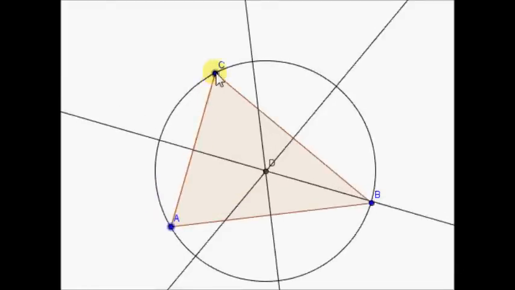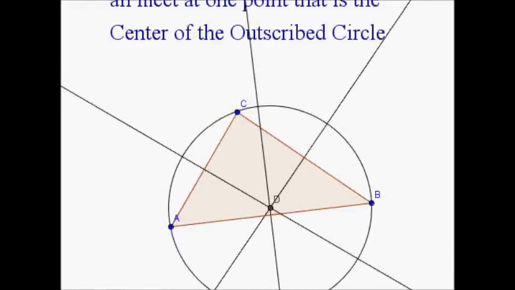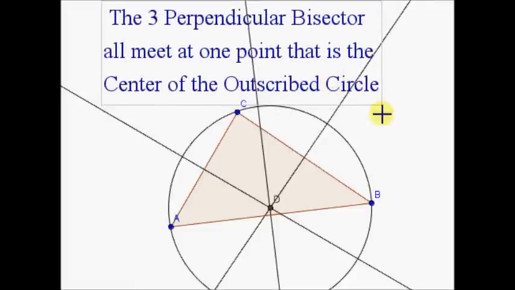Conclusion: in a triangle, the three perpendicular bisectors all meet at the same point, and this point is the center of the circumscribed circle.